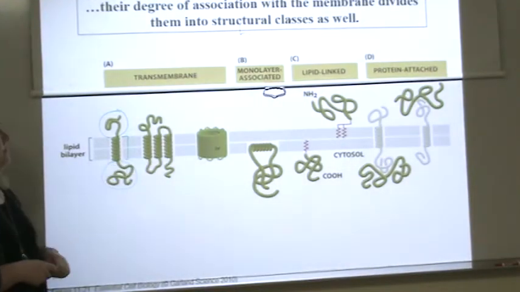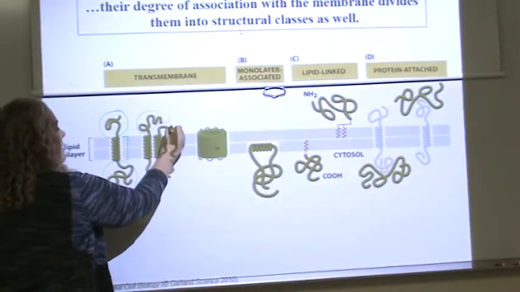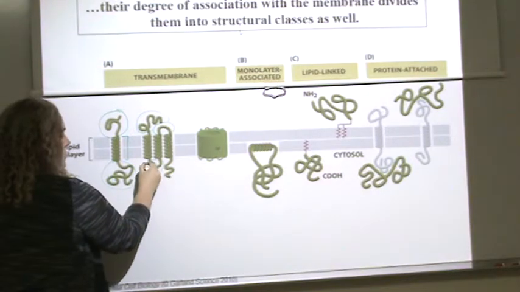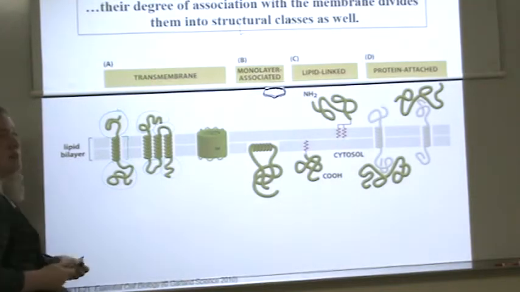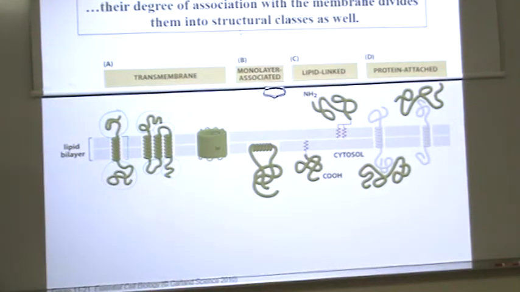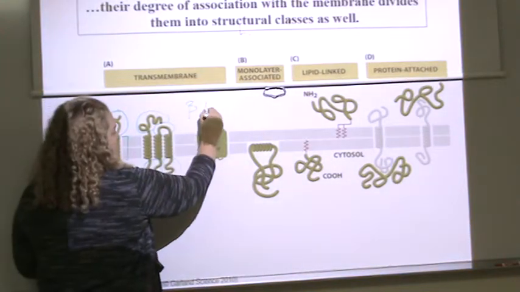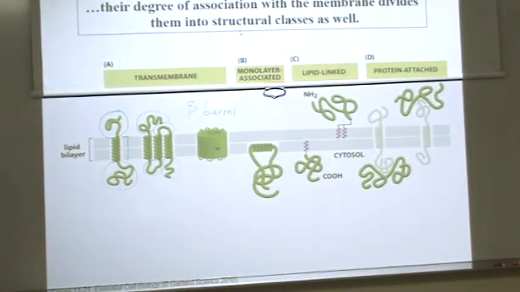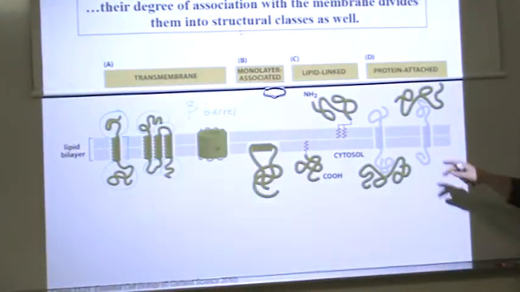This protein has two extracellular domains and probably two intracellular domains and three transmembrane helices. This protein is called a beta barrel, and I have a separate slide about that in a minute. The next group I want to talk about are D, actually.